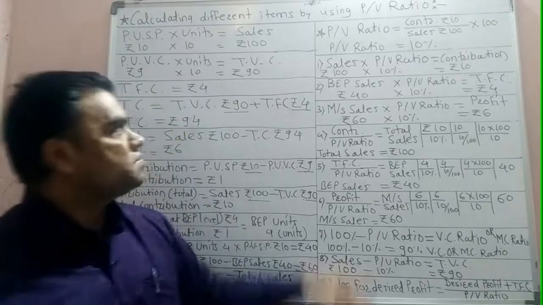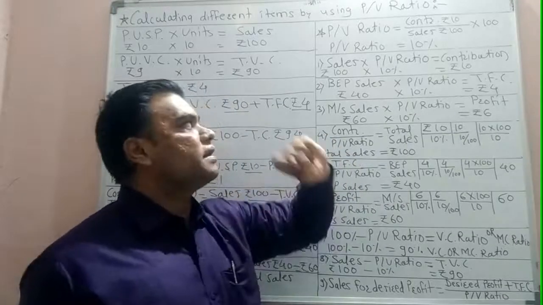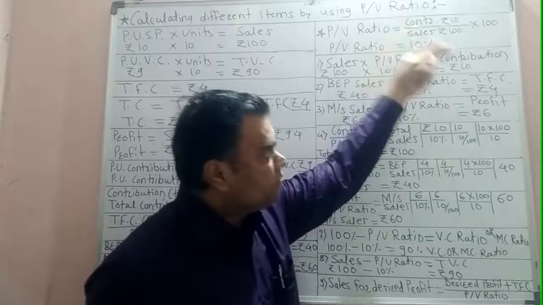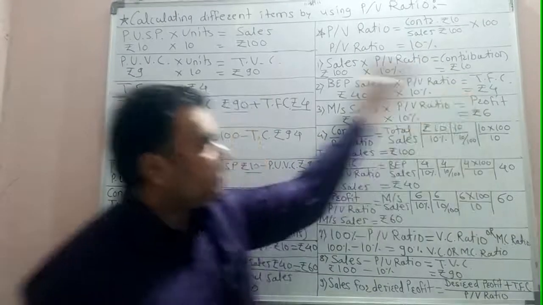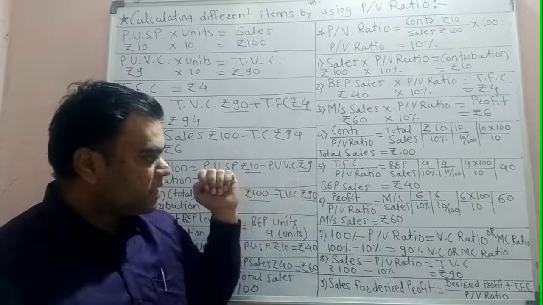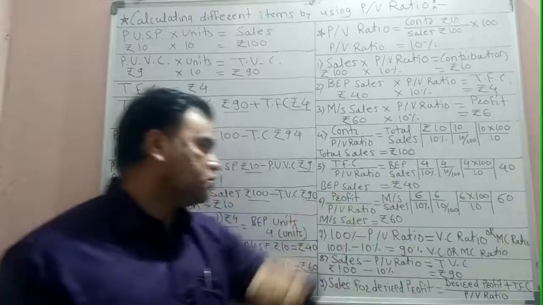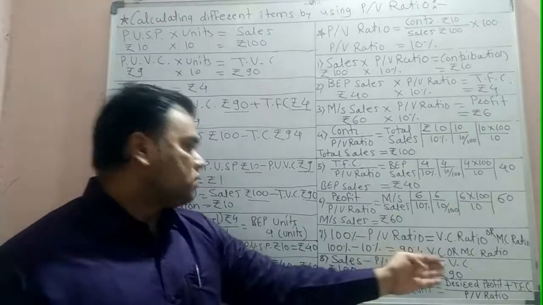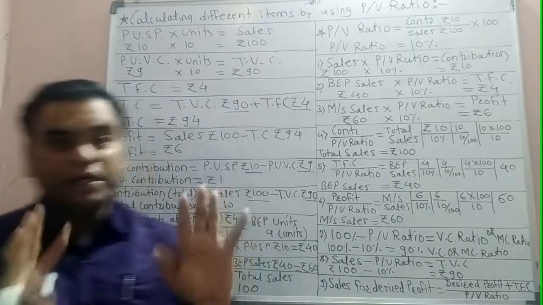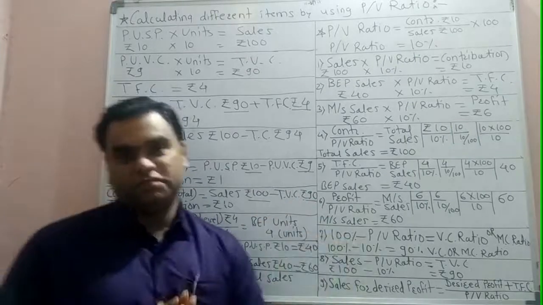Which are these 9 items? First, contribution. If we know PV ratio, then by using that PV ratio, we can calculate contribution, total fixed cost, profit, then total sales, then BEP sales, then margin of safety sales, then VC ratio or variable cost ratio or marginal cost ratio, and total variable cost, and sales for desired profit. These 9 items we can calculate by using PV ratio.